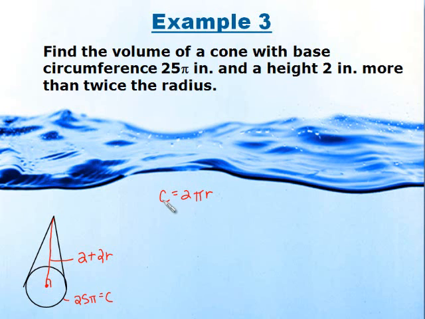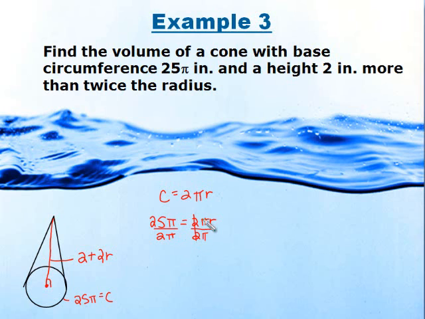I know what the circumference is, so I'm going to go ahead and plug that in. So that's 25 pi. And the only variable I have here is r, which is my radius. So I want to go ahead and isolate the radius. And to do that, I need to divide by 2 pi. And what I do to one side, I must do to the other side.